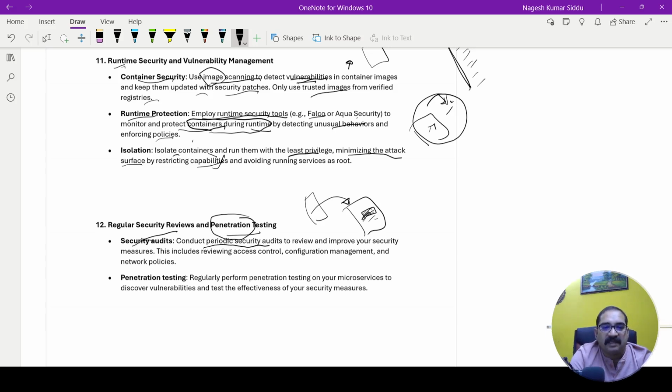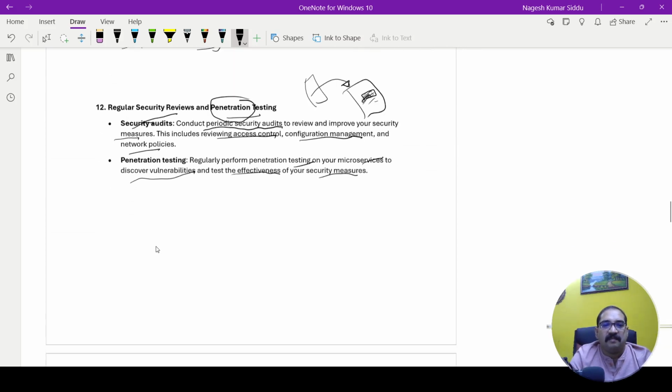Conduct periodic security audits to review and improve your security measures. This includes reviewing the access control, configuration management, and network policies. Now, penetration testing: regularly perform penetration testing on your microservices to discover vulnerabilities and test the effectiveness of your security measures. So these are the points we have.